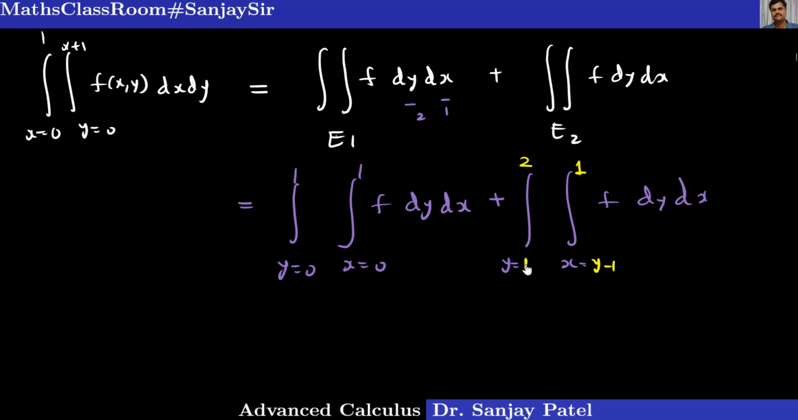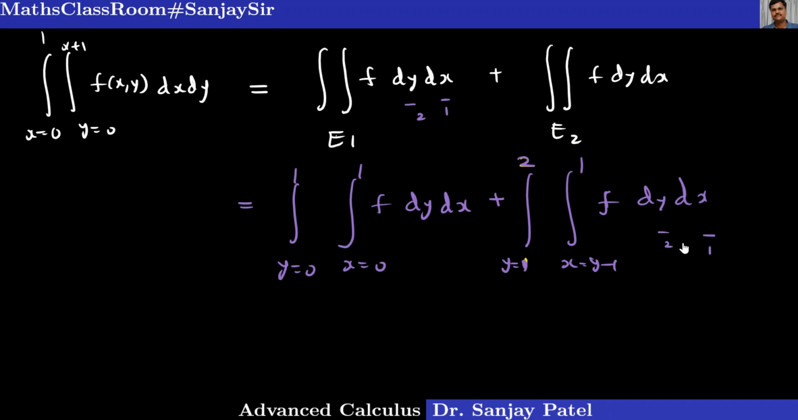So y is equal to 1 to y is equal to 2. These are the constants, and x equal to y minus 1 to x equal to 1, of the function f of x comma y, dx dy. So first with respect to x and then with respect to y.